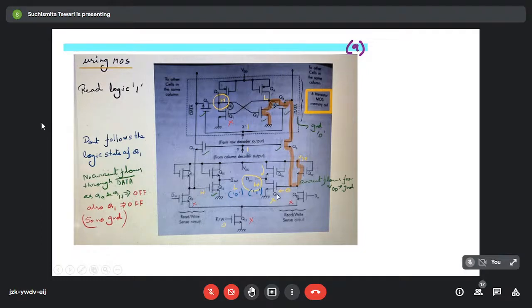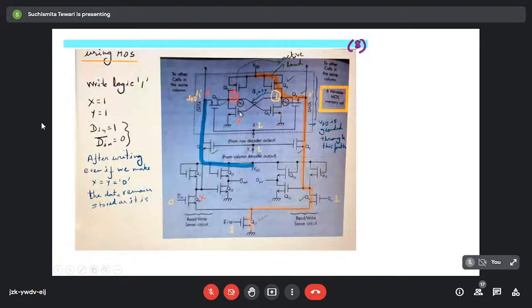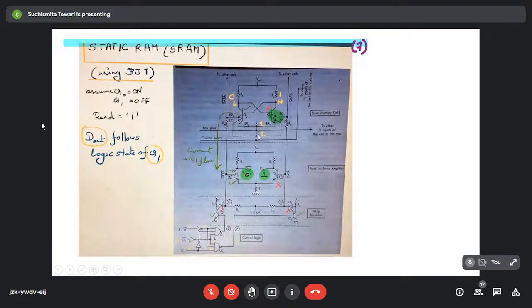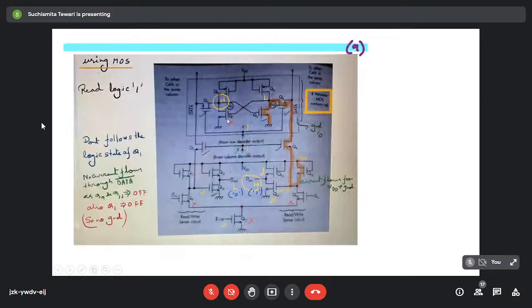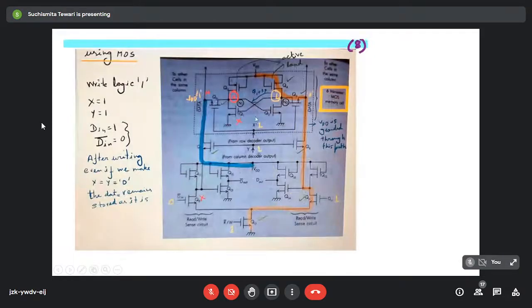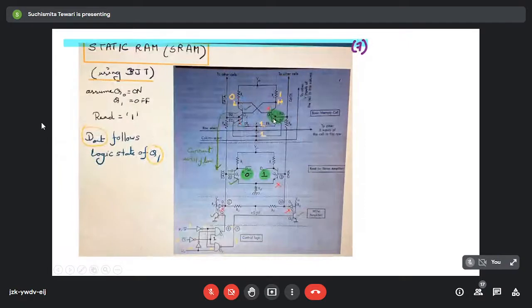And here, interestingly, although the name is the same, you see here also this transistor's name is given Q1, and you will say that Q1 will follow the logic state of D in, and here also you will say that Q1 will follow the logic state of D. But here the Q1 is situated on this side, but in this case Q1 is situated on this side. So be very careful about this. Here this one is Q1 and here this one is Q1.